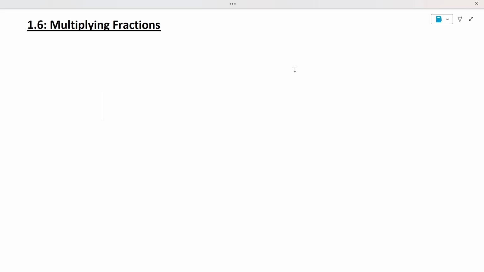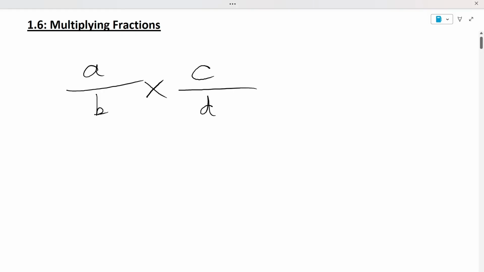This is 1.6 of GCSE Maths, multiplying fractions. So this is a lot easier than the last video where we were adding and subtracting them, because it's literally, if you have two fractions, a over b multiplied by another fraction, c over d, we'll call a, b, c and d just numbers, then the resulting fraction is ac over bd. That's a times c over b times d.